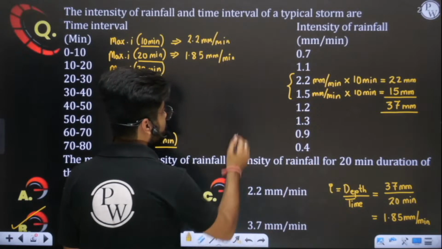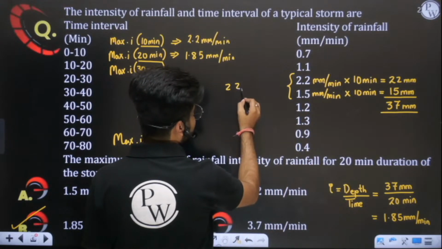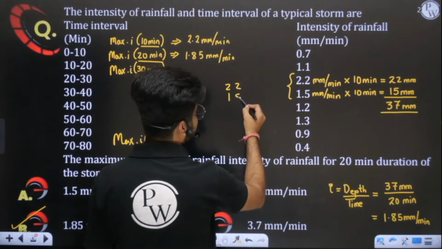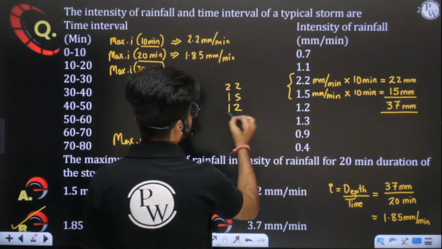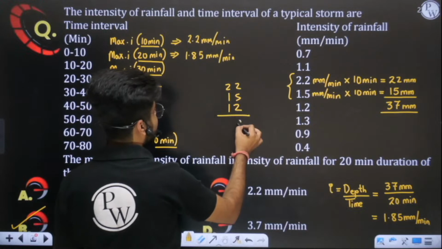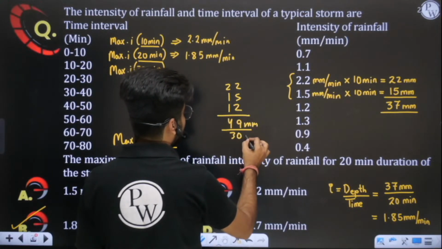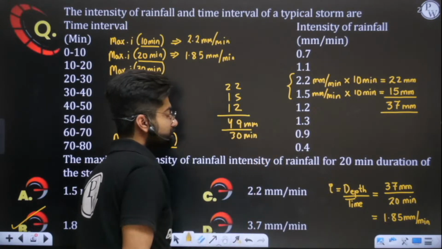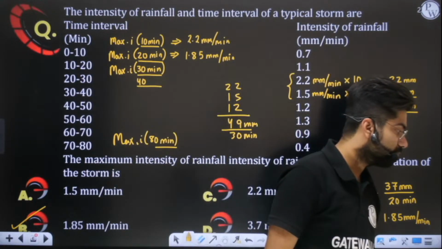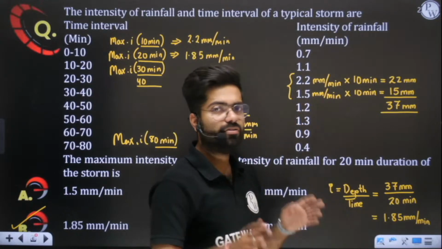So 2.2 multiplied by 10 is 22. 1.5 multiplied by 10 is 15. 1.2 multiplied by 10 is 12. Sum it up. This is 9, this is 4, so 49 divided by 30. Yes or no? It is 1.633. I hope you are able to understand.